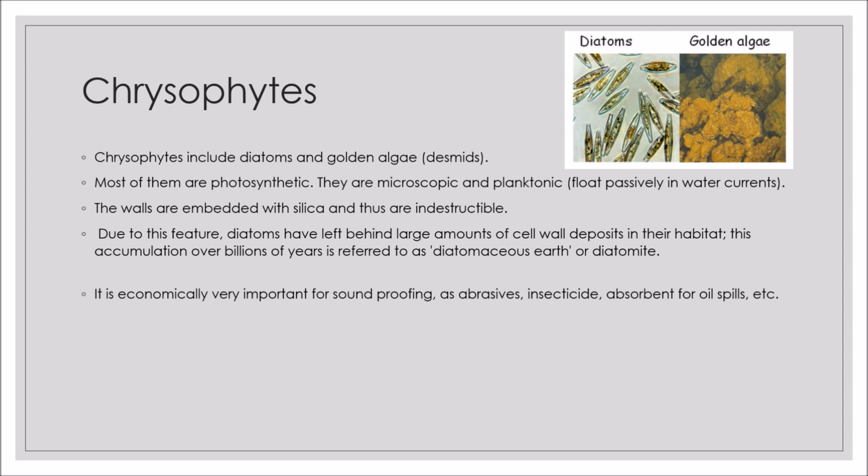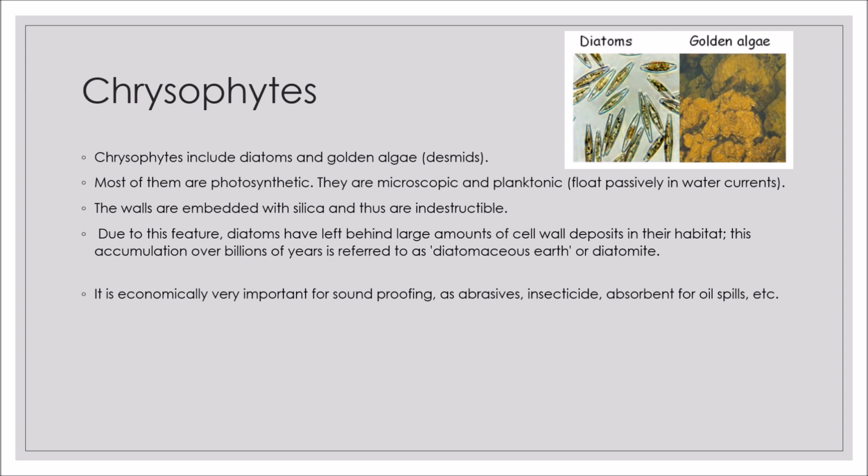The walls of these organisms have silica embedded here and there. This makes the chrysophytes very strong, so that they become indestructible. Due to the presence of silica on the cell wall, diatoms have left behind a large amount of cell wall deposits in their habitat. And this silica is indestructible. Even when the cell dies, the cell wall deposition is there. So wherever these diatoms or golden algae live, the deposition of cell wall is there.